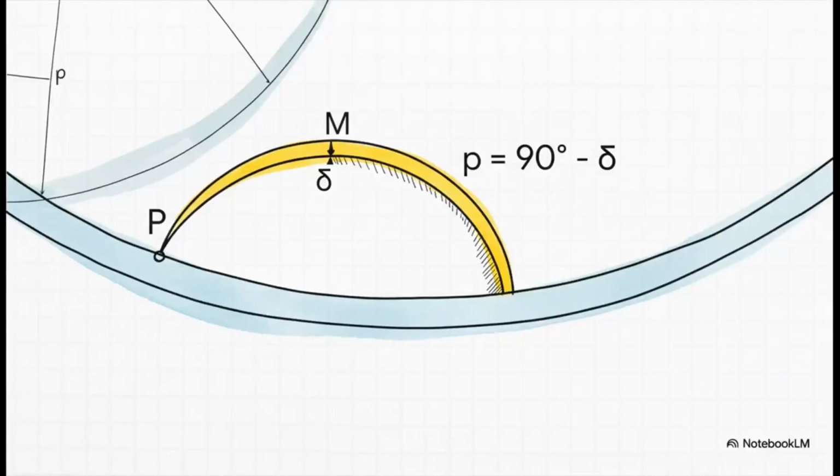And the third side, connecting the celestial pole P to the star, M. This is the star's polar distance, P. It's analogous to latitude on Earth. In the sky, a star's position north or south of the celestial equator is called its declination, or delta. The polar distance then is simply 90 degrees minus that star's declination.